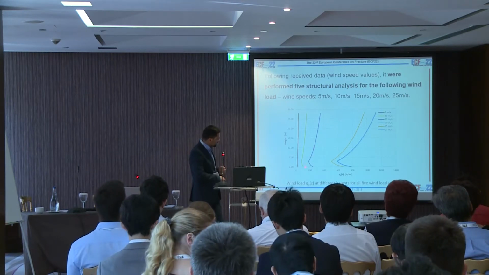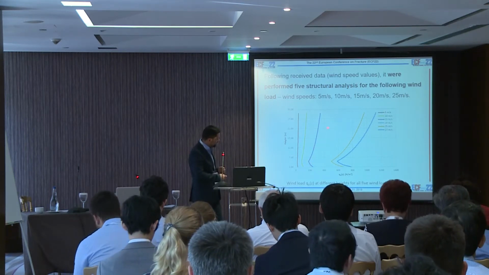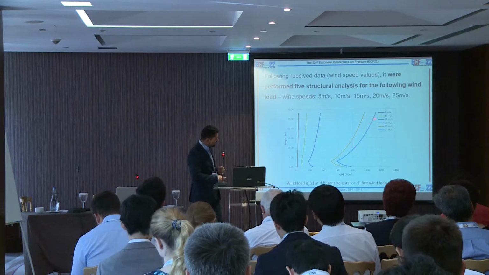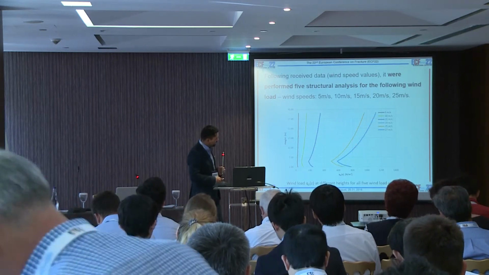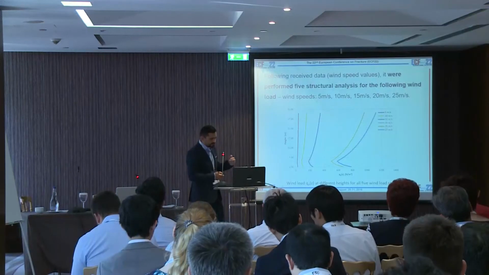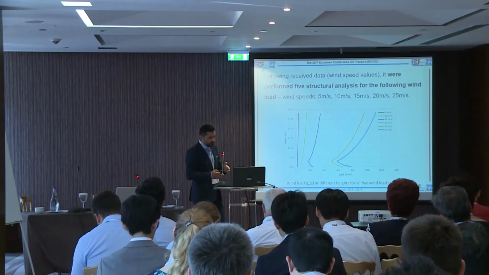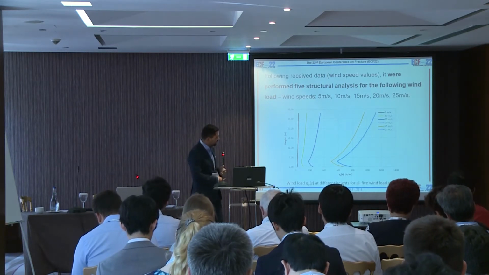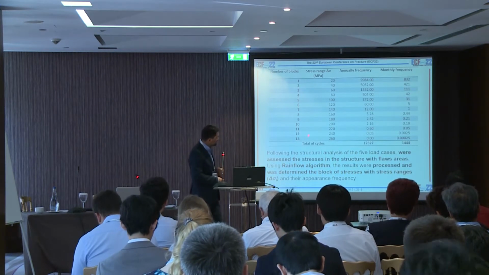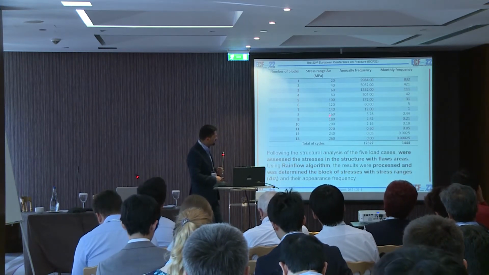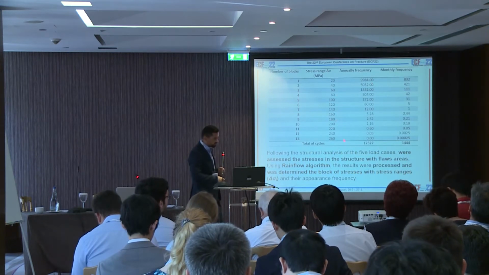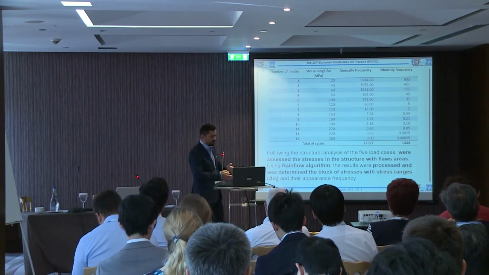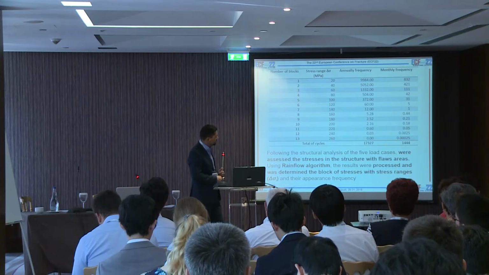As an input, we had 5 analyses for the maximum average of 50 years. Another 5 analyses were done for assessing the wind load and, of course, the stresses in the end for each type of flaw area. It was needed to have the stress ranges and an annual frequency. So we passed from the wind speed to the stress frequency, more or less.